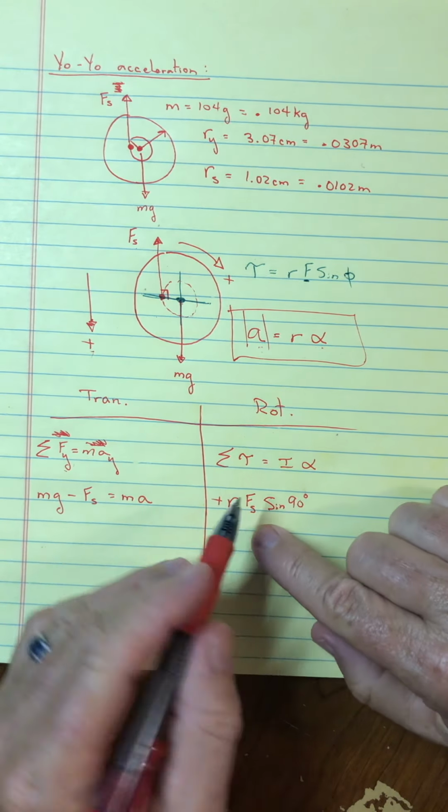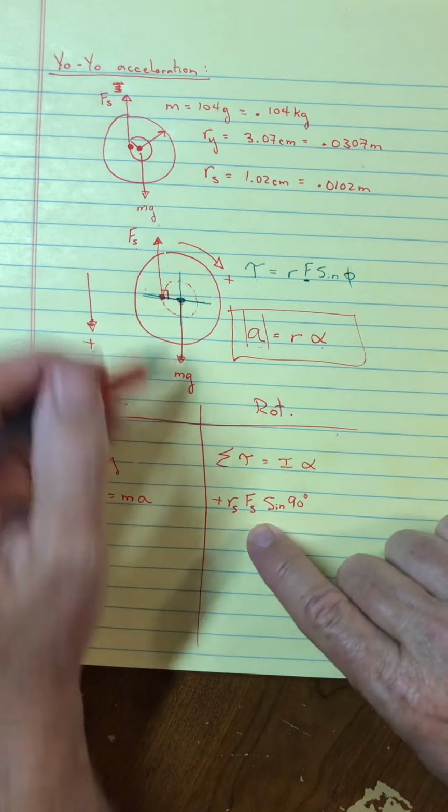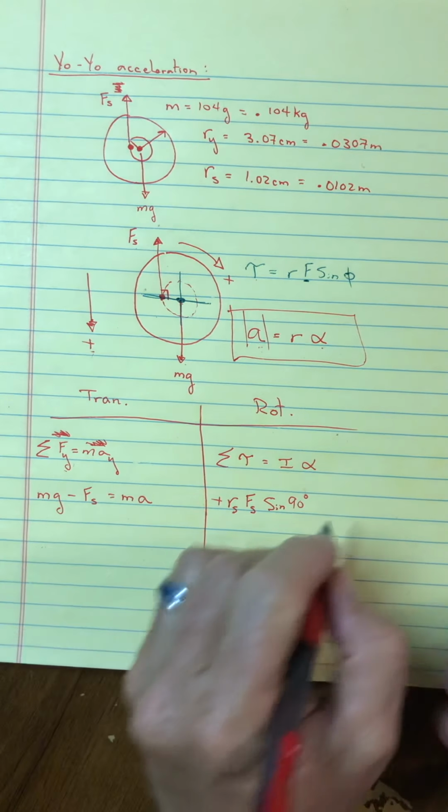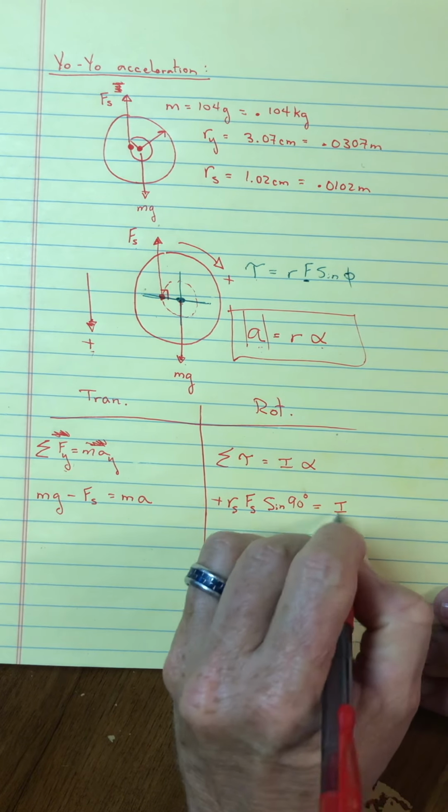So I'll say it again. We get no torque from gravity. We get torque only from the string. It is then a positive torque. And that would have to equal I alpha.